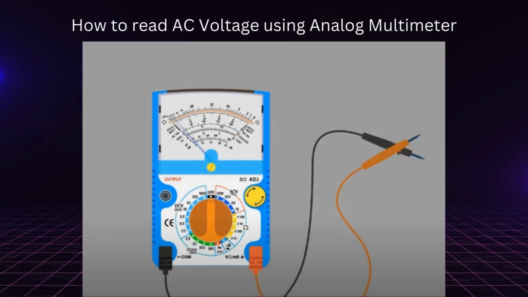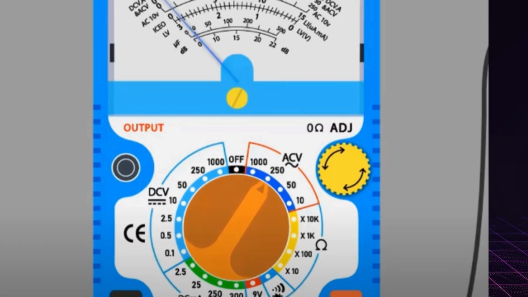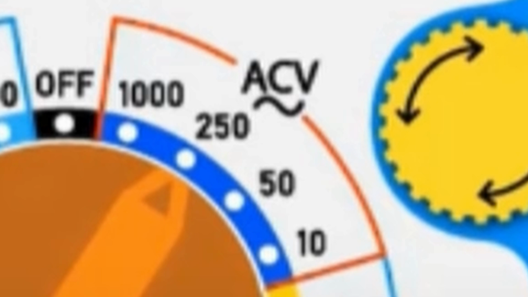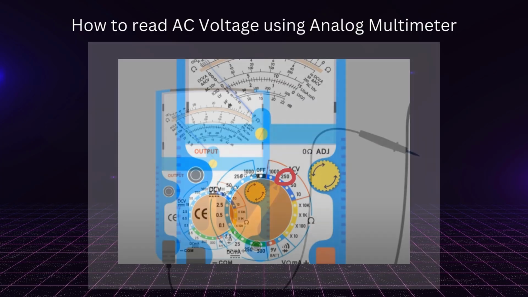To measure AC voltage of a 220V outlet using an analog multimeter, follow these steps. First, ensure the multimeter is set to AC voltage, VAC or ACV mode, as this setting allows the multimeter to measure the voltage of alternating currents. Next, select a range higher than 220V, typically 250V or 300V. This higher range provides a buffer to handle any potential voltage spikes or fluctuations.